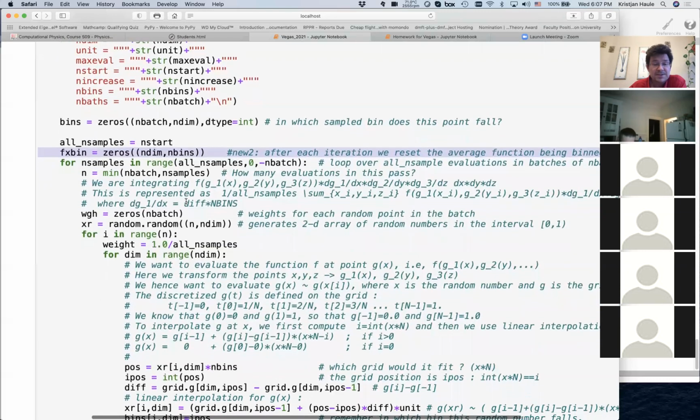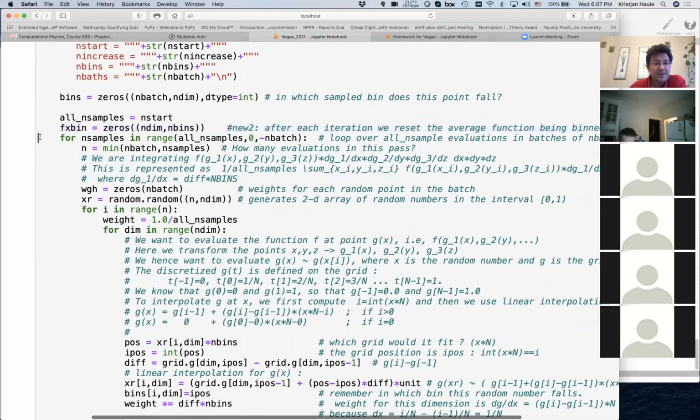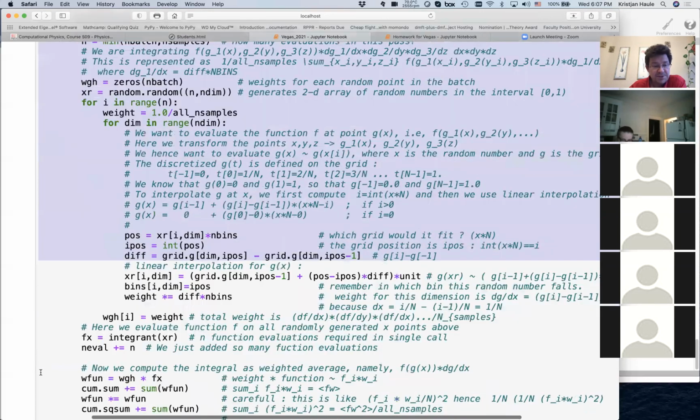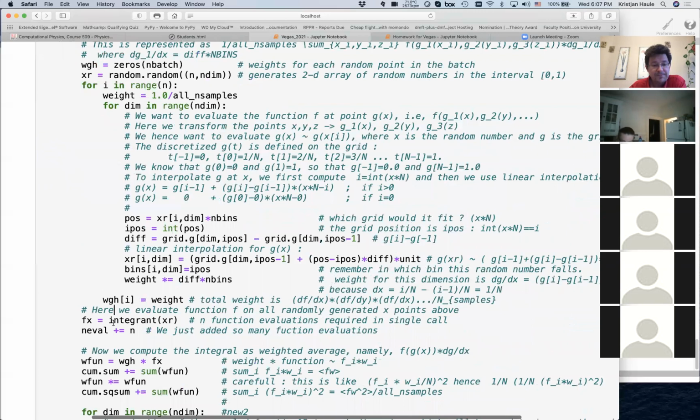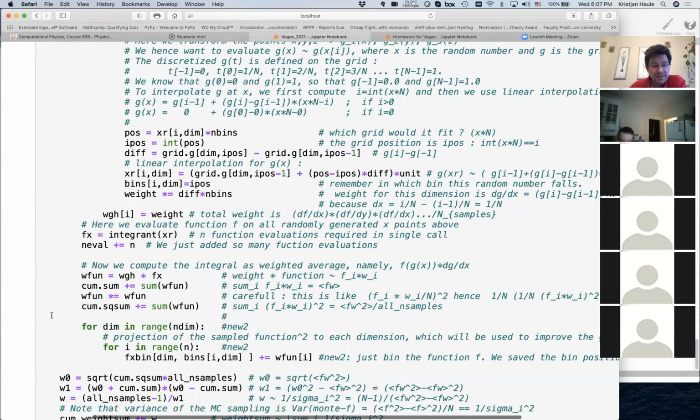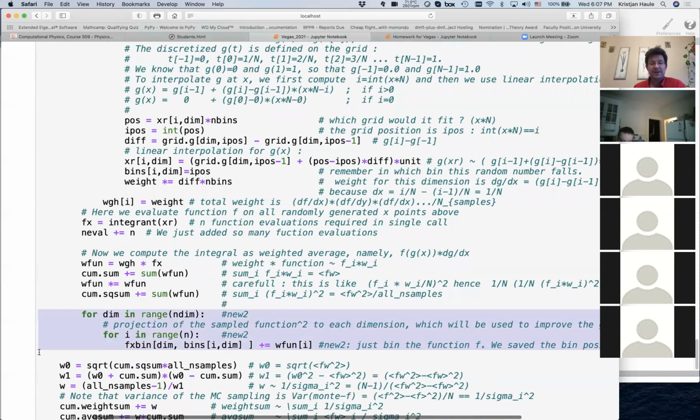Now, where else did we change? This part here is exactly the same. This is the same. This is the same. This is the same. So this hasn't been changed at all. Interpolation has been changed and will not be changed anymore. This is already done. This is correctly done. So the only new part is right here. Here we are actually storing the projections of the function to all dimensions. We already calculated the projection of the function before. We just didn't store it.